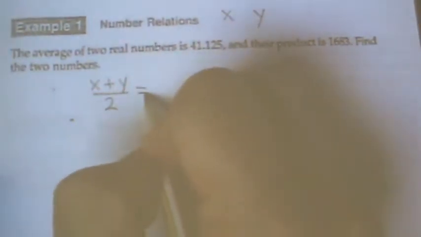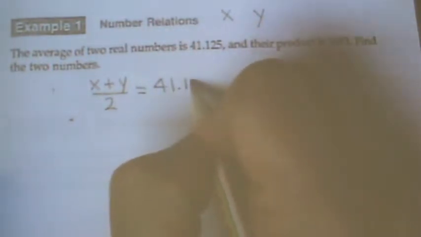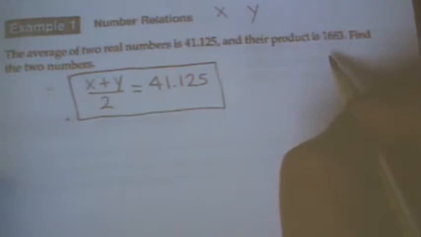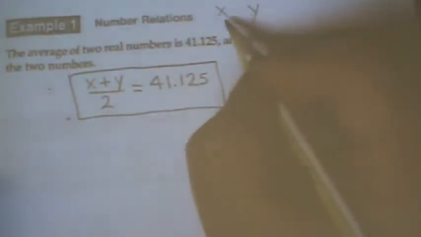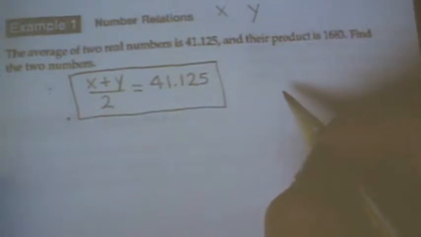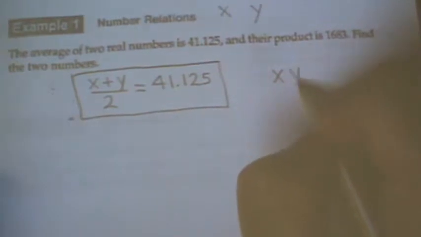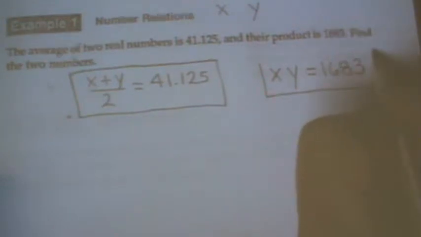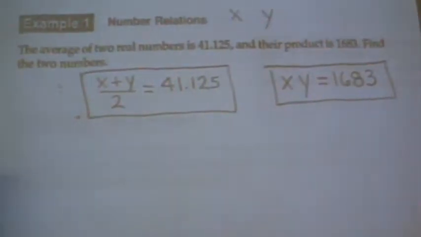How do you average two numbers? Yes? You add them and divide by 2. So does everybody agree, if you add these up and divide by 2, that's the definition of average of two numbers? So that's one equation right there. Then it says their product is 1683. So how, using these two letters as our numbers, how would you write the product is 1683? X times Y is 1683. So these are the two equations that we have, but we don't know what the answers are.